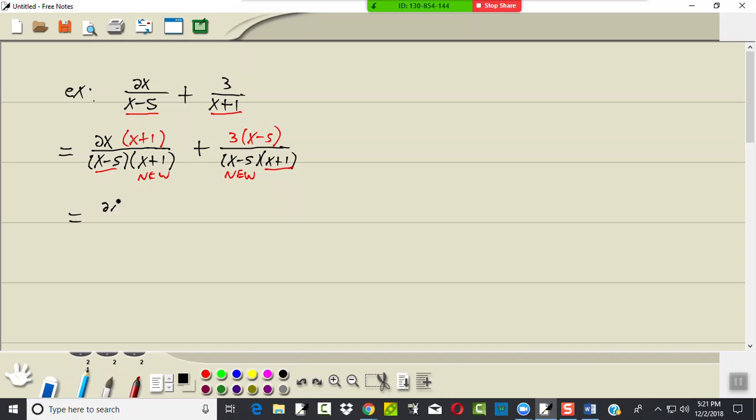2x times x is 2x squared. 2x times 1 is 2x. And the denominator stays as is. 3 times x is 3x. 3 times negative 5 is negative 15. Denominator stays as is.